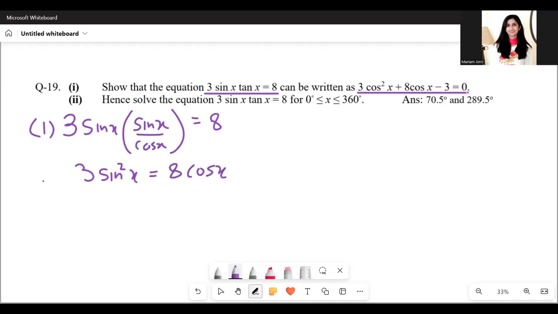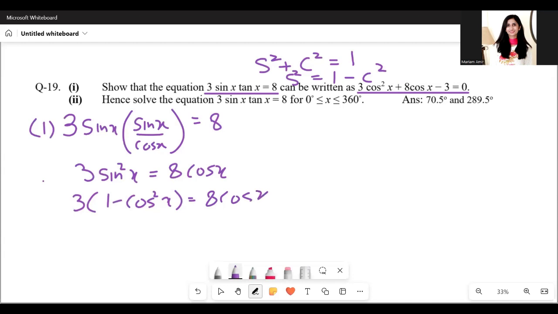Now we can't have sine squared and cos in the same equation like that. So what we can do is use the identity sin² x + cos² x = 1 and change sine into cos as well. We'll replace sin² with 1 minus cos². So 3 times (1 − cos² x) = 8 cos x.